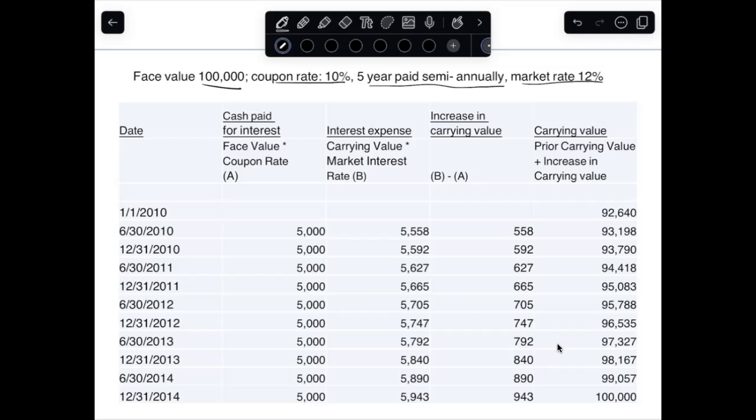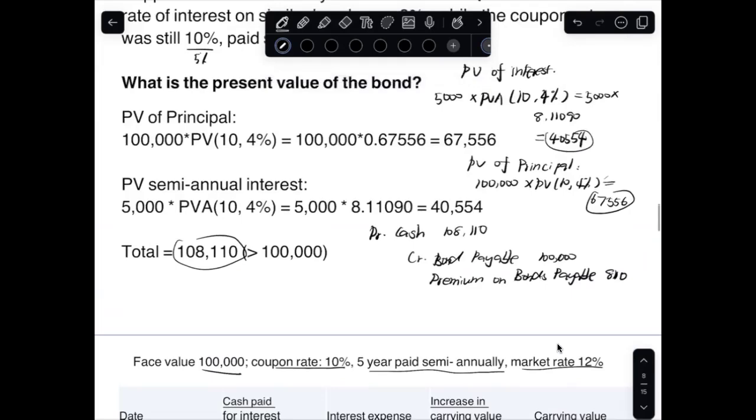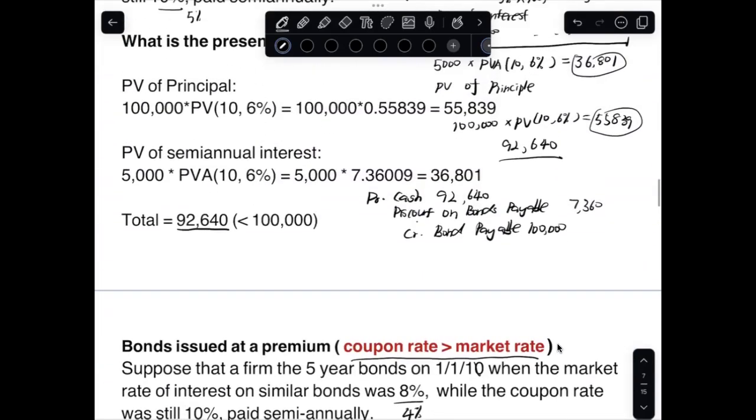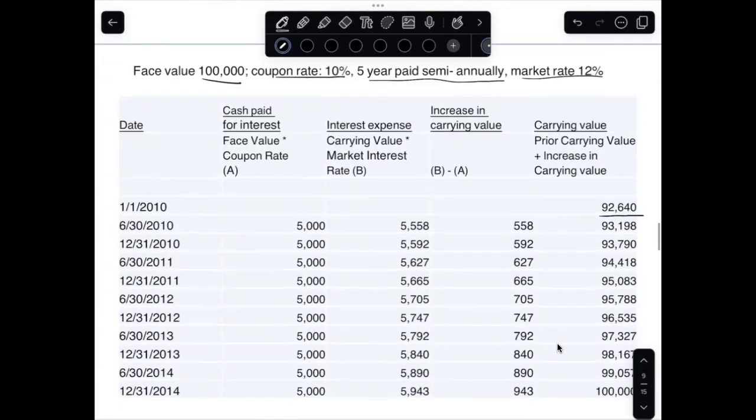And the carrying value here, this value we just calculated. Here is the issuing price, which means the company only gets 92,640, that much money at the very beginning. And let's see how to amortize it.